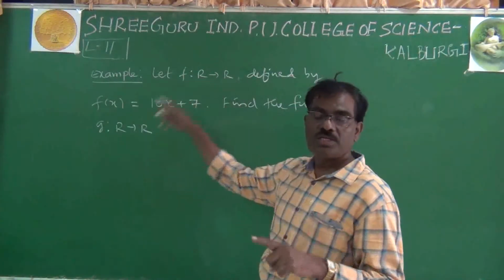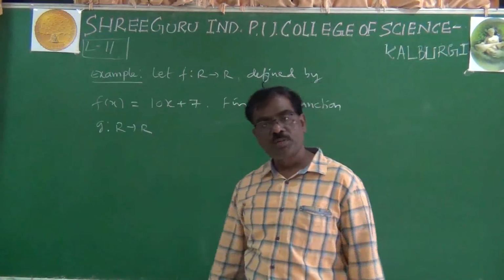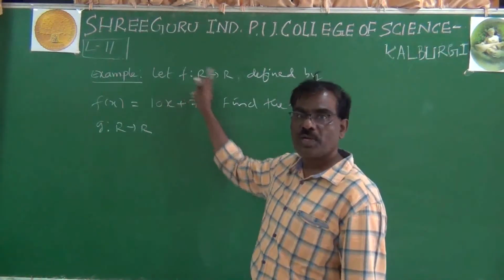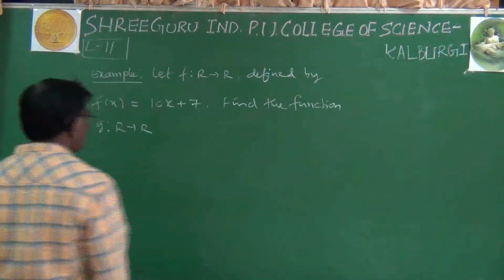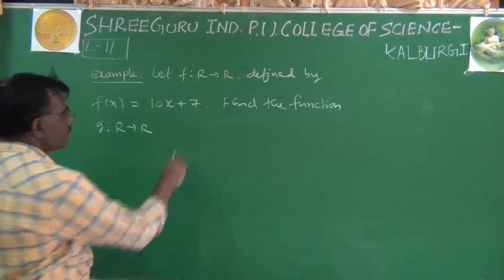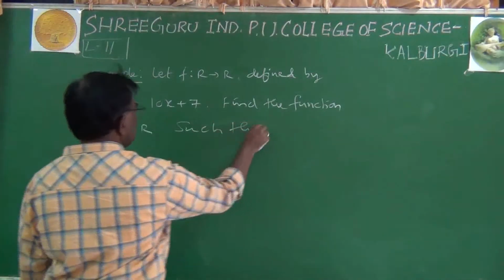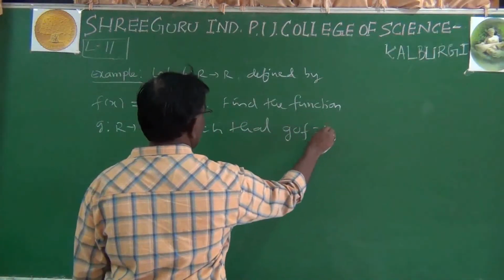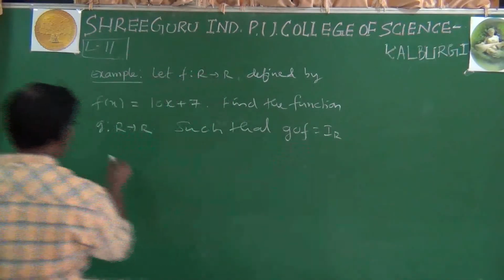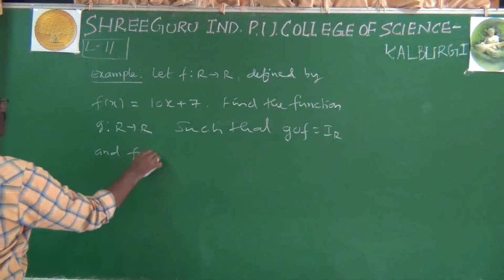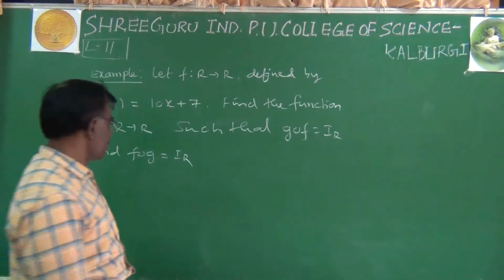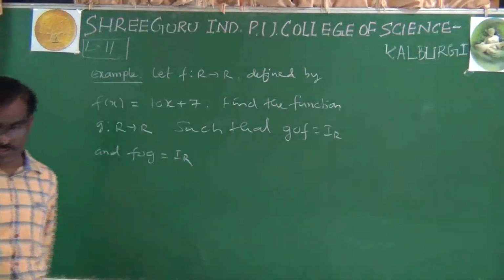This is A to B, this is B to A. But here domain and codomain must be the same. Don't confuse. So actually this is codomain to domain, this is domain to domain. So find the function g from R to R such that g composition f equal to I suffix R and f composition g equal to I suffix R. Or even, you take both of these equal to I suffix R.